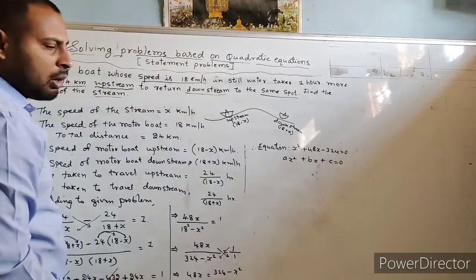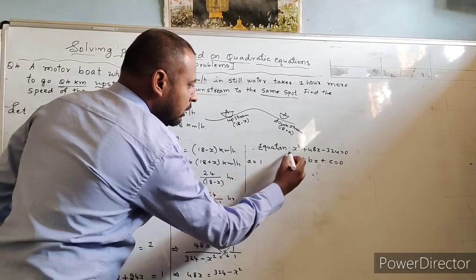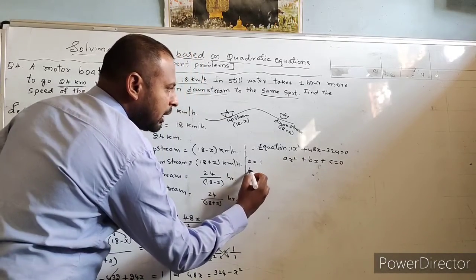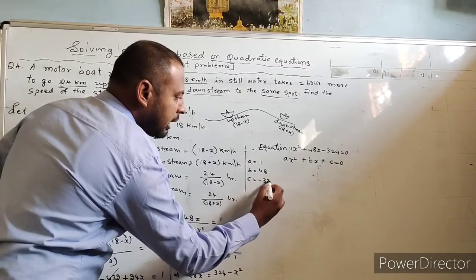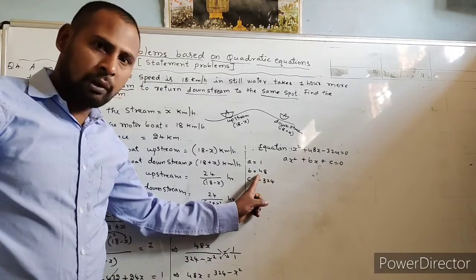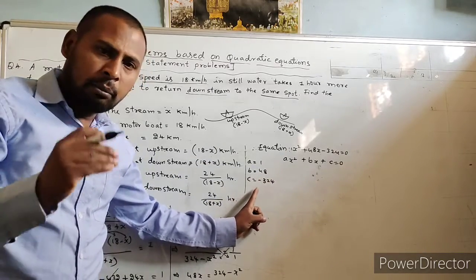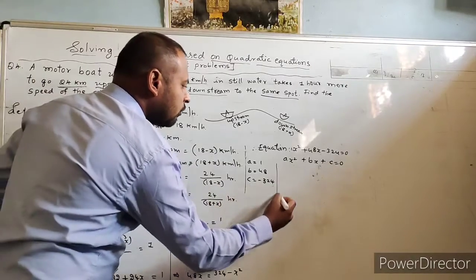Now here, what is the value of a? Here a value is 1, b value is 48, and c value is minus 324. Now apply the formula. Now what is the formula?